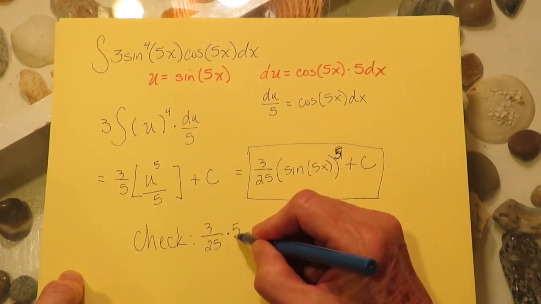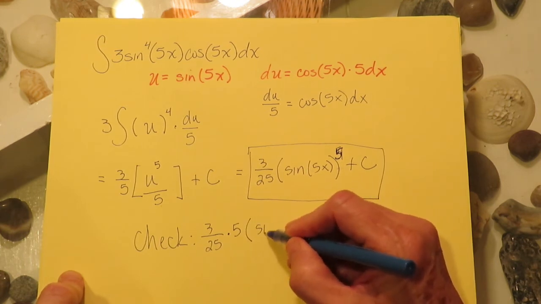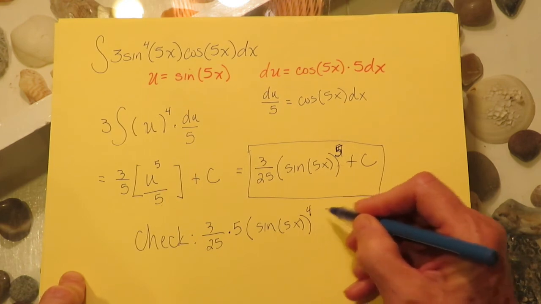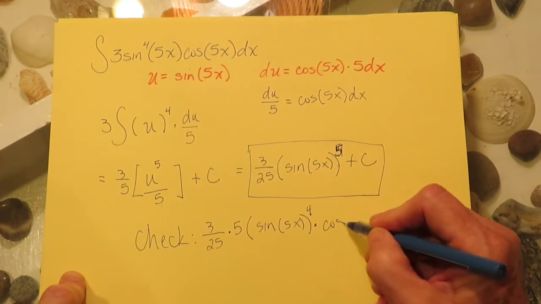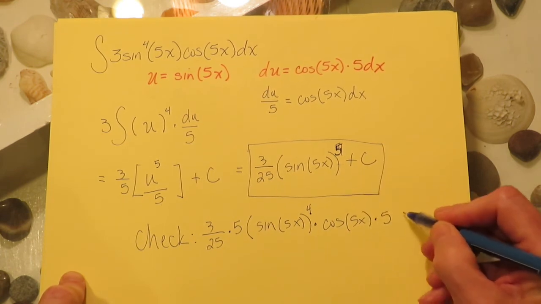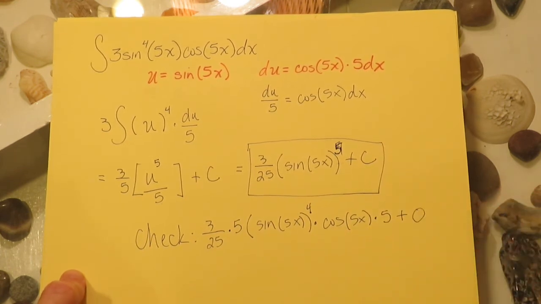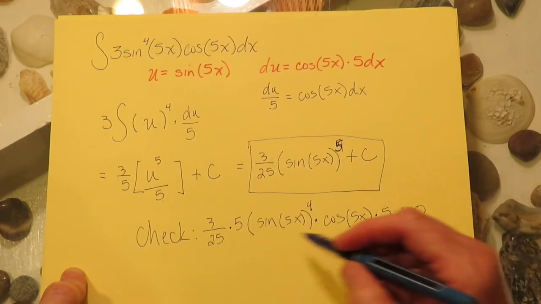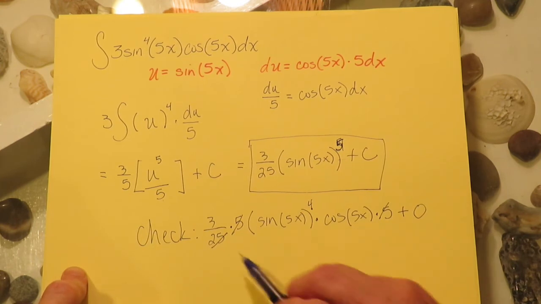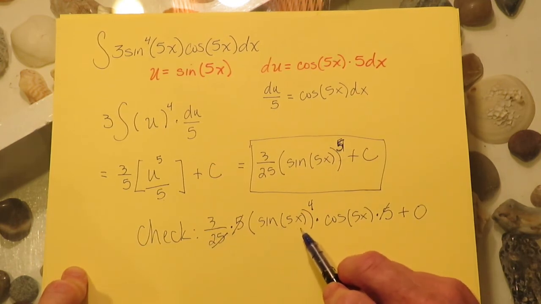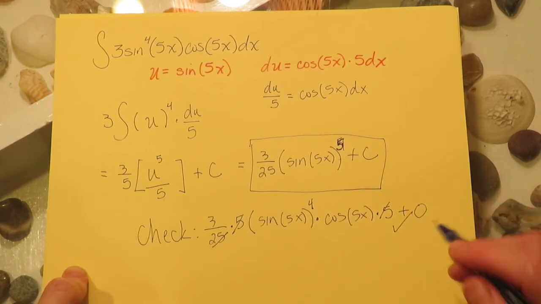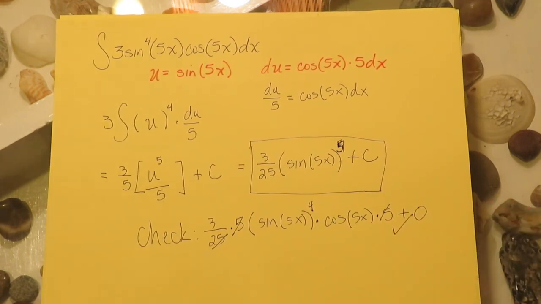So 5 times sine of 5x to the 4th power times cosine of 5x times 5, and then the arbitrary constant's derivative is 0. So these two 5's divide out the 25, and I'm left with 3 times sine of 5x to the 4th power times cosine of 5x. And that's exactly what we started with.